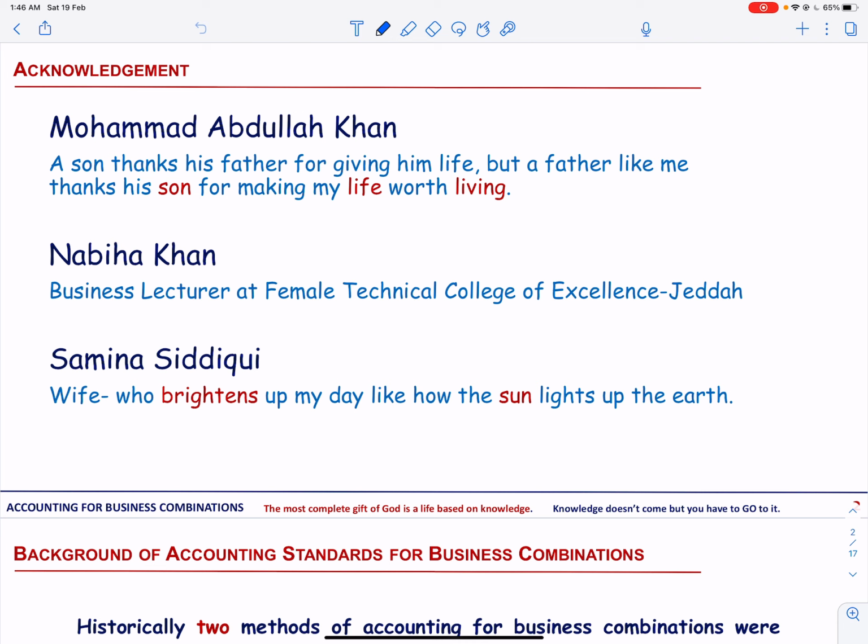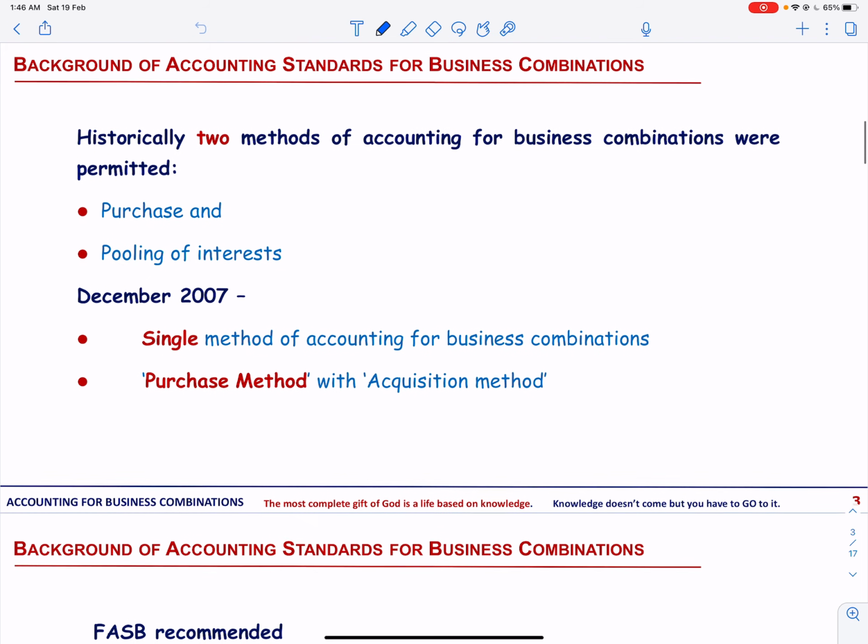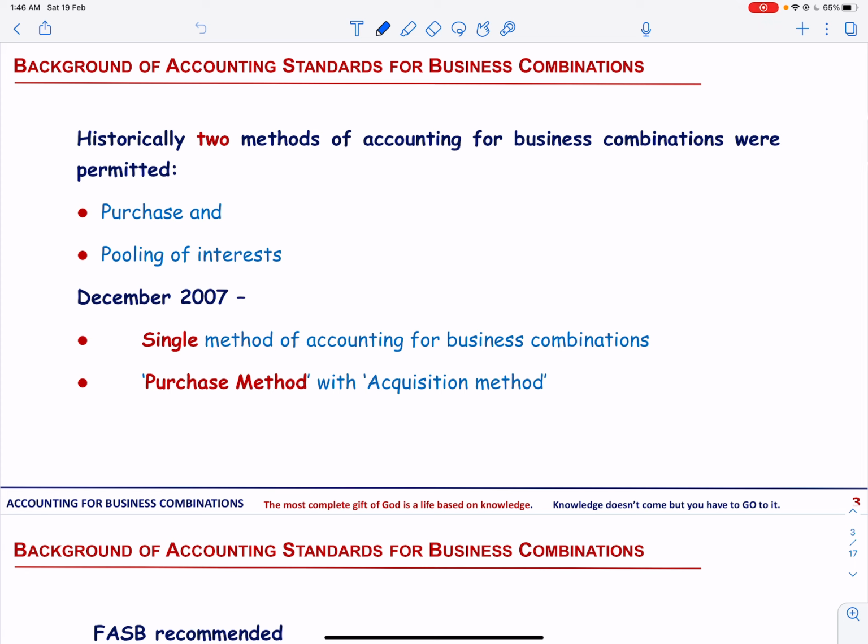Let us start with the background for accounting standards for business combinations. Historically, two methods of accounting for business combinations were permitted: purchase of interest and pooling of interest. However, pooling method has been prohibited for business combinations since June 30, 2001.